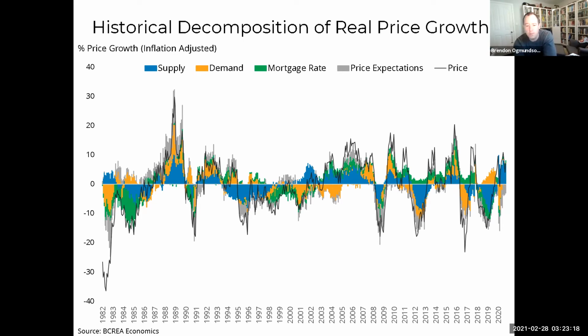All of you are probably way too young to remember, but we had a leaky condo crisis in the 90s. Developers were building apartments that had leaks, and that really hurt the housing market and really hurt residential construction through a lot of the 90s. So we had very low supply. You can see that start to show up in the early part of the 2000s, because we just weren't building enough in the late 90s.